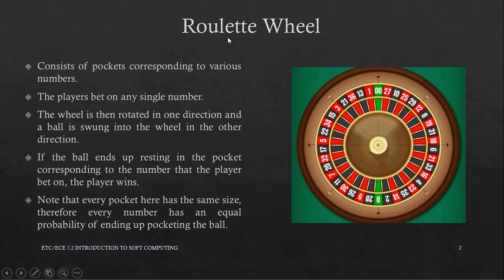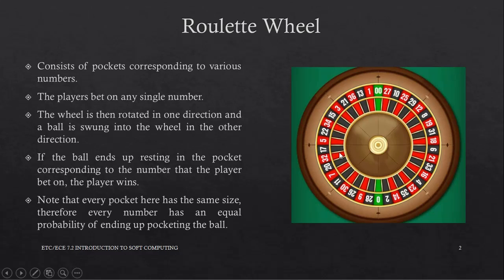Roulette wheel is the same wheel that you must have seen in casinos or movies. It consists of pockets corresponding to various numbers. The players bet on any single number. The wheel is then rotated in one direction and a ball is swung into the wheel in the other direction. If the ball ends up resting in the pocket corresponding to the number that the player has bet on, the player wins. Note that every pocket here has the same size. Therefore, every number has an equal probability of ending up pocketing the ball.